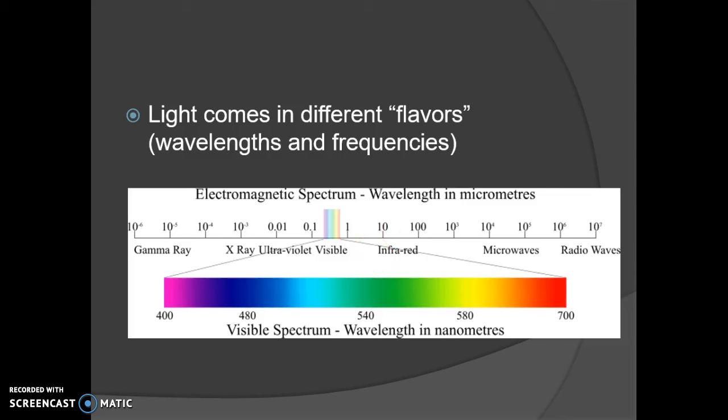All right, light comes in different flavors, which means that you have different colors, and the colors are determined by the wavelengths and the frequencies. So if you do not have these colors written down, I would suggest that you pause this real quick and write down the colors so that you know what they are in your notes.